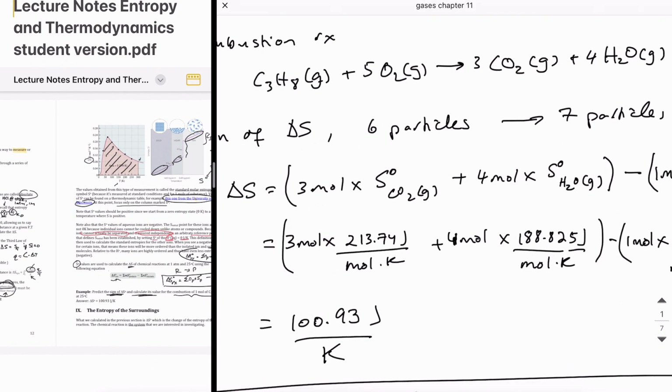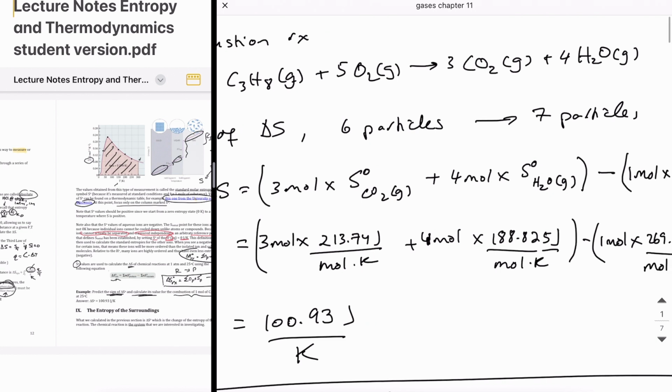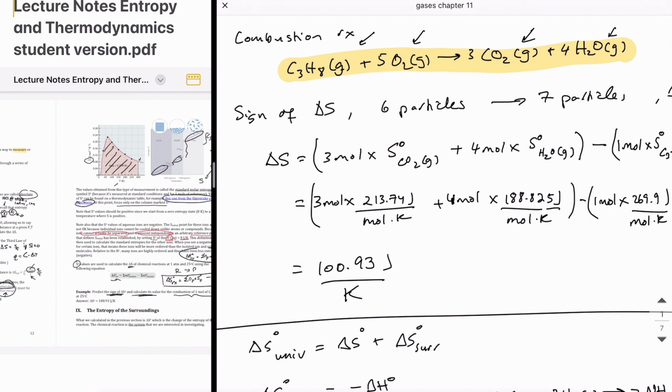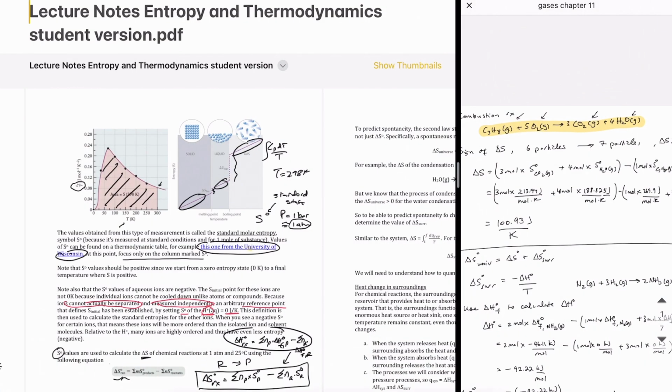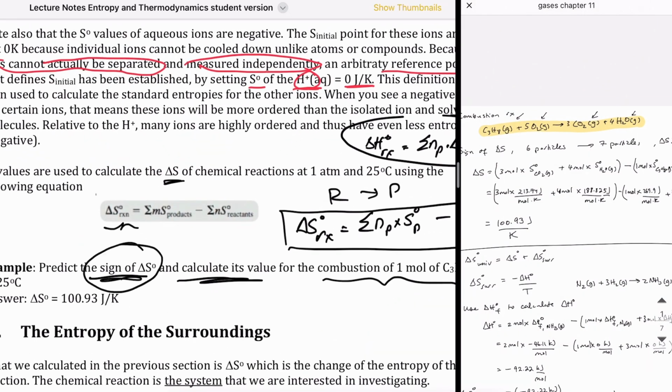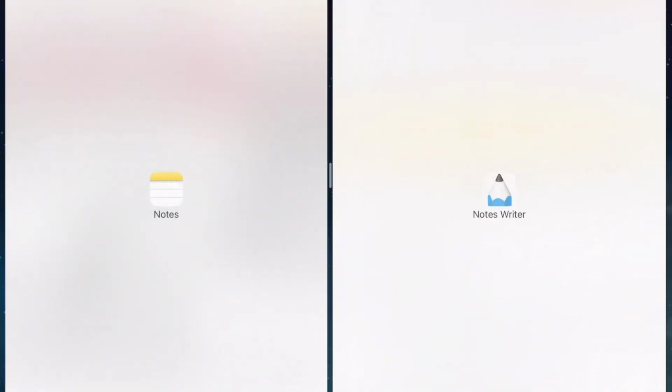You want to remember some information from your prior chemistry class. When we do combustion, we're reacting something with oxygen. And since this is a hydrocarbon, we're producing carbon dioxide and water. The reaction itself is given, and it's also balanced for you already. So it's right there. In this case, the first question that was asked was just to predict the sign of the delta S for that reaction. So here's our combustion reaction.